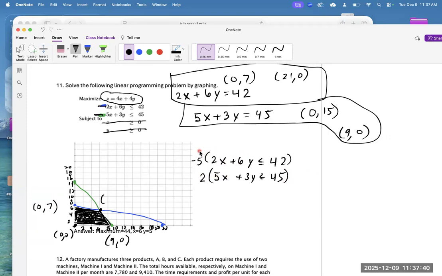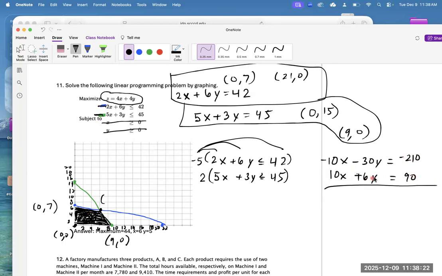If I multiply this equation by -5, I have to multiply every single term on both sides of the equation by -5. So it's -10x minus 30y is equal to negative 5 times 42, which is negative 210. Then I multiply the second equation by 2: 2 times 5 is 10x, 2 times 3y is positive 6y, and 2 times 45 is 90. I think I'm doing this slightly differently than in the notes, but it's fine.